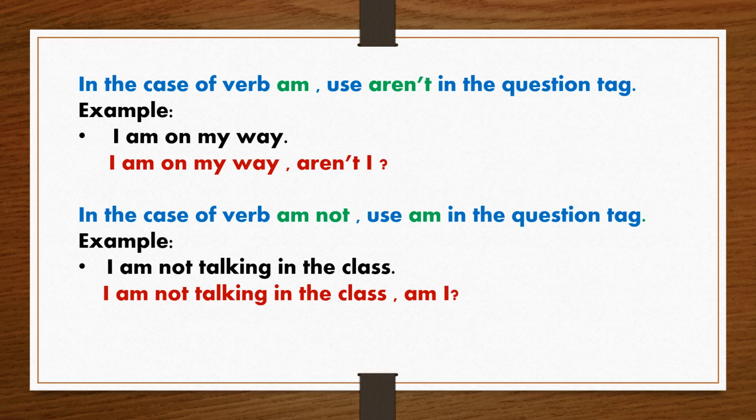In the case of the verb am, use aren't in the question tag. For example, I am on my way. I am on my way, aren't I? In the case of am not, use am in the question tag. For example, I am not talking in the class. I am not talking in the class, am I?